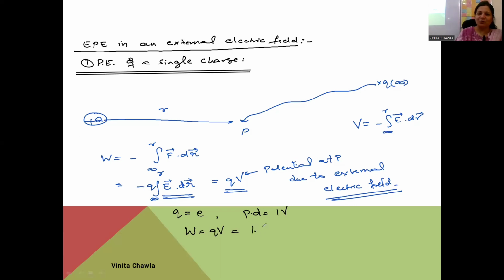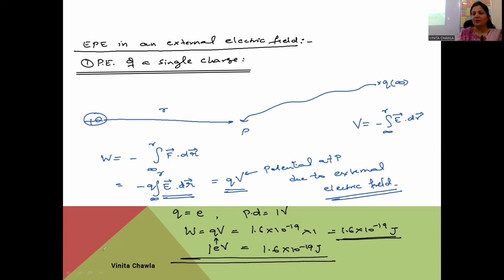So it is equal to 1.6 into 10 power minus 19 into 1. So it is 1.6 into 10 power minus 19 joule. This amount of work will be done. So this is another unit of energy. From here we get another unit of energy, and that unit of energy is the electron volt. See, in place of Q I'm writing e, and in place of V I'm writing V only. So 1 electron volt is equal to 1.6 into 10 raised to the power minus 19 joule.